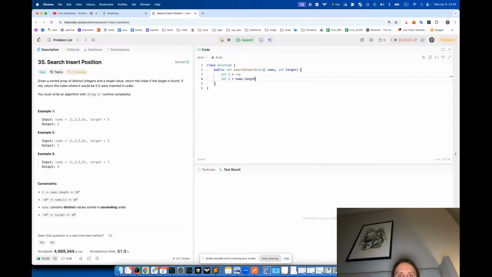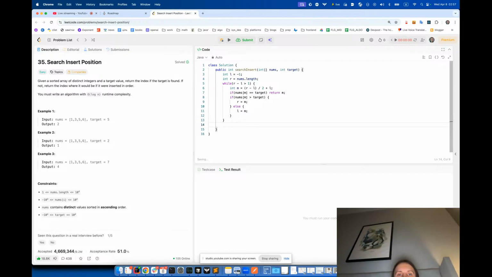Nums length, while r minus l is greater than 1. We calculate our mid, r minus l divided by 2 plus l. If nums m is equal to target, then we return m. If nums m is greater than target, then we should move our right to m, else we move our left to m.